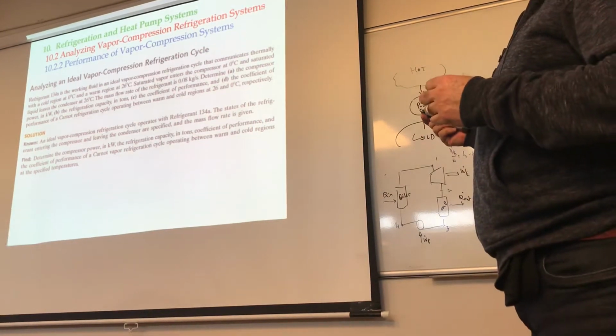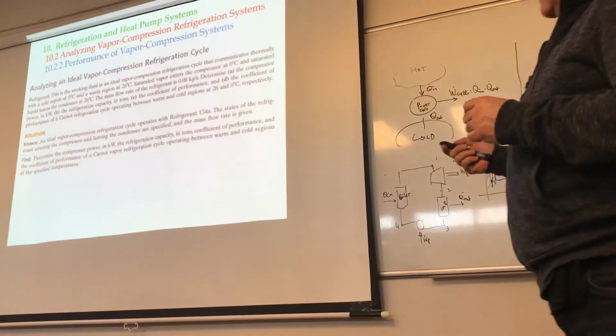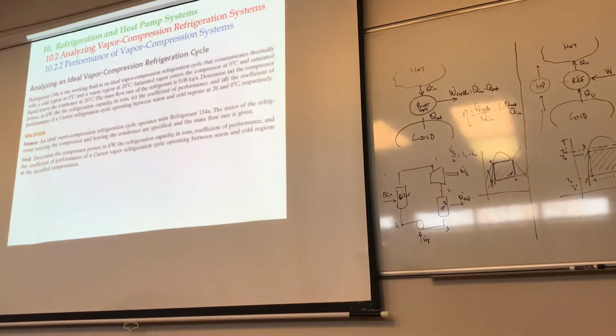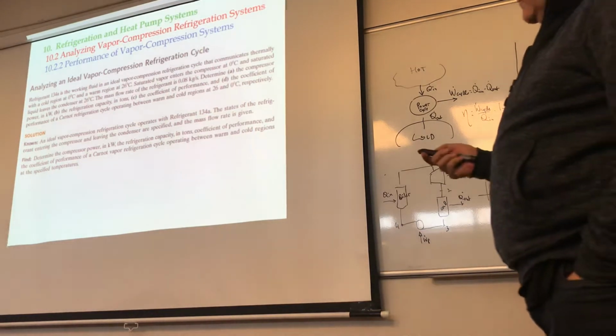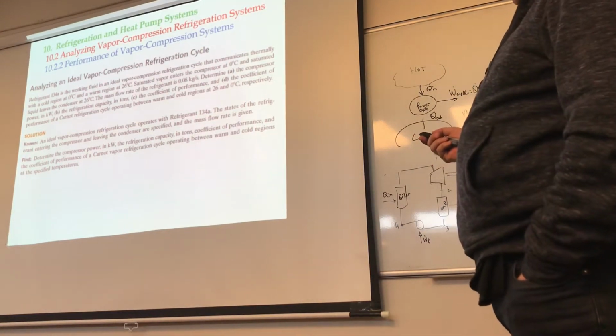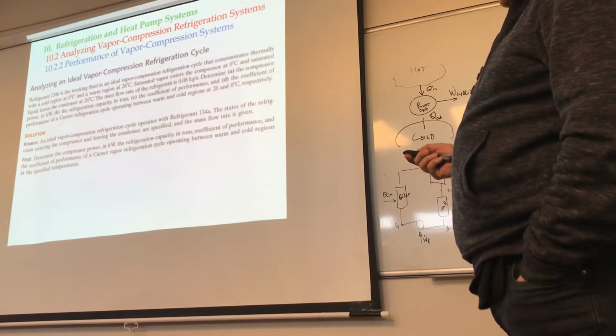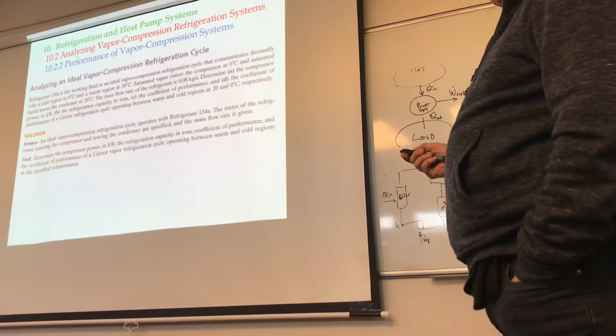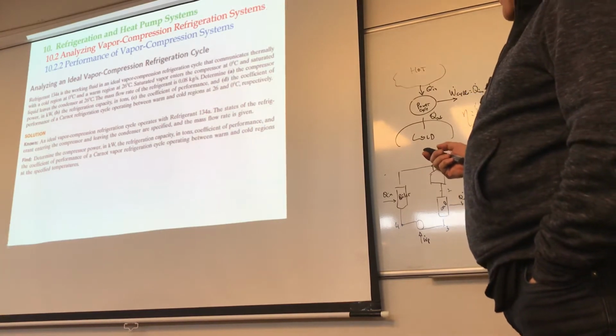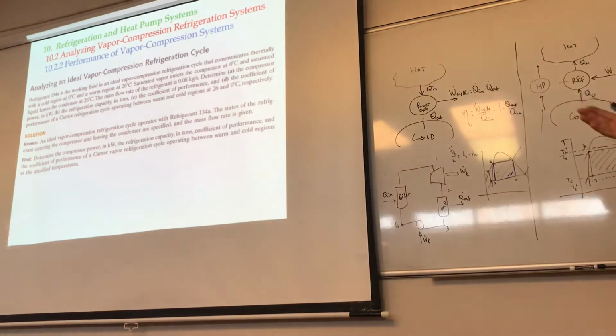It says an ideal vapor compression cycle communicates thermally with a cold region at 0 and a warm region at 26. So this is TH and this is TC. Clearly these are in degrees C, which need to be converted to Kelvin. Saturated vapor enters the compressor at 0 degrees and saturated liquid leaves the condenser at 26. The mass flow rate is given as 0.08, and then you have about 4 questions.